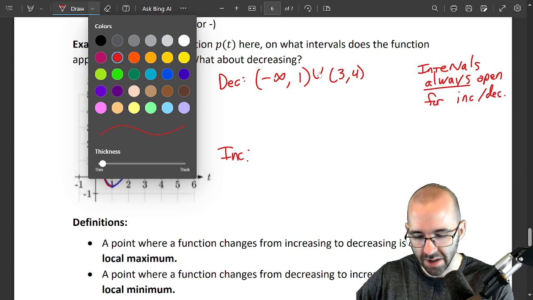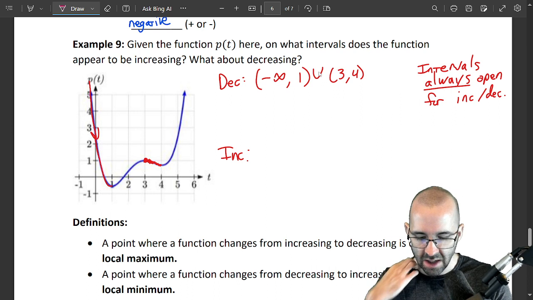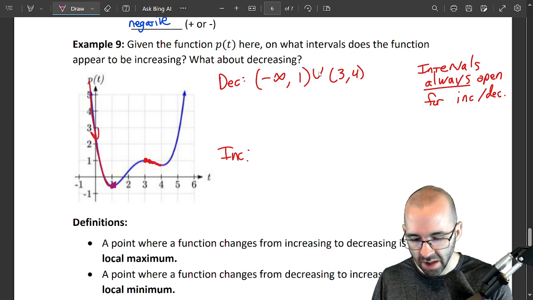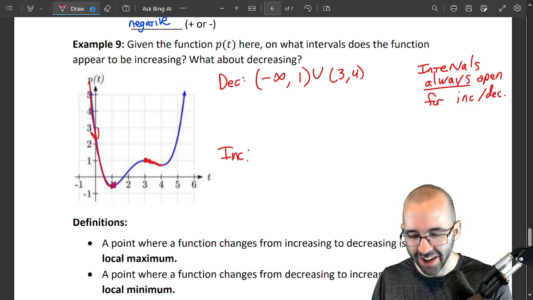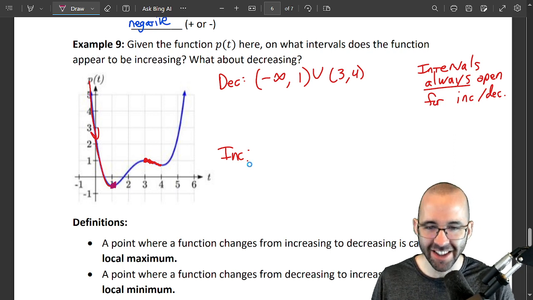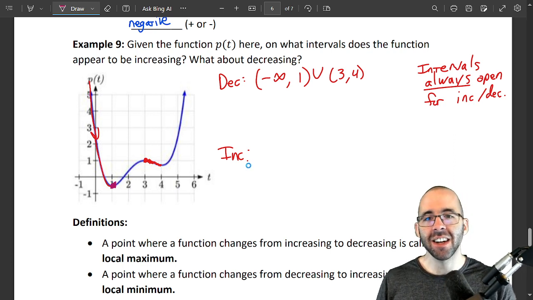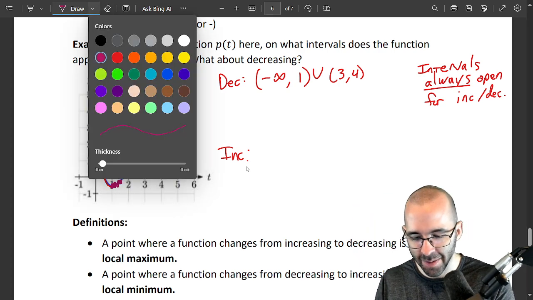I have no idea what color I can use to make this legible. So again, if we start at 1 and go to the right, this looks like the same color. If we start at 1 and go to the right, oh no, it's frozen. I've crashed my PDF. If we go from an input of 1 to an input of 3, notice the function is going up. Thank goodness it caught up.